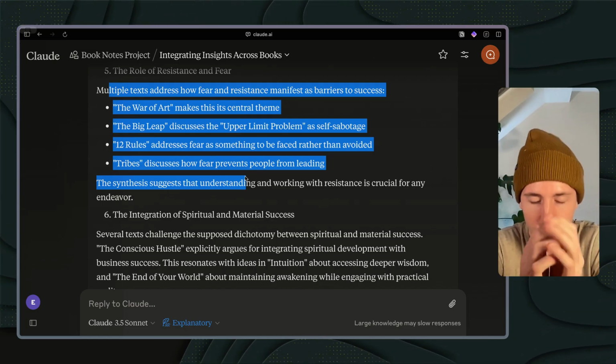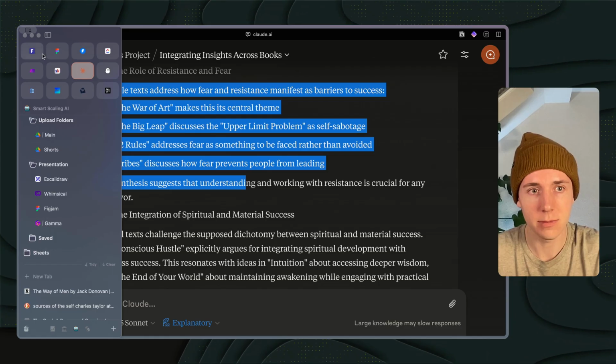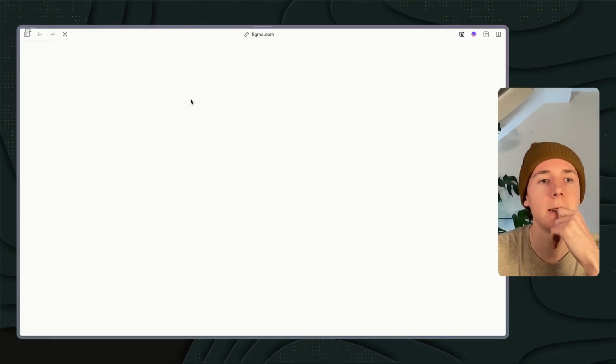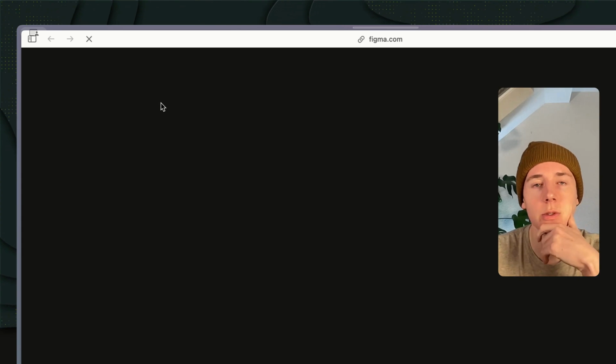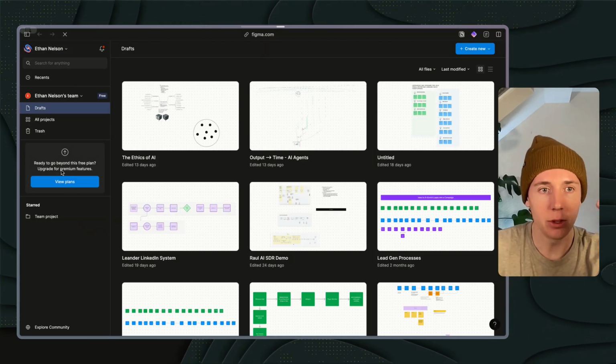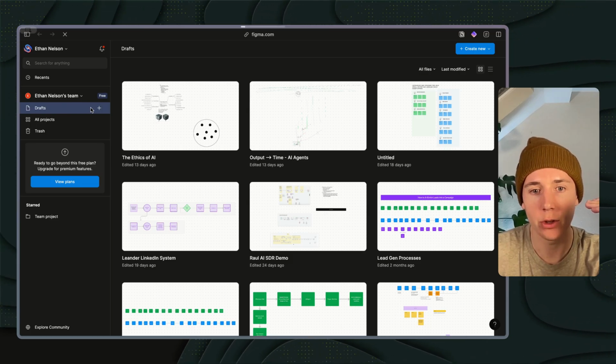So I would say that there's a couple different levels of this, right? Let's just do this for the heck of it. Let's go to Figma here. Create a new draft. So essentially there's different levels of how you can integrate this stuff.